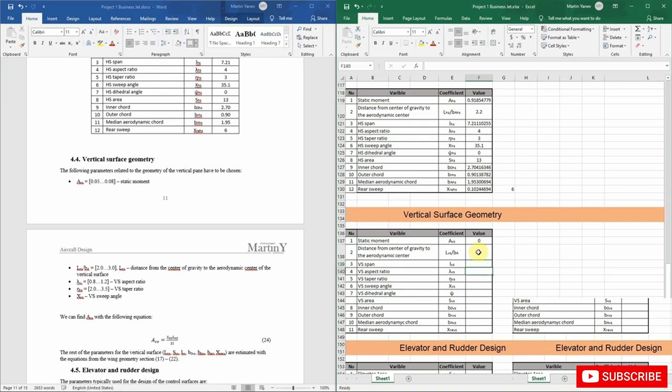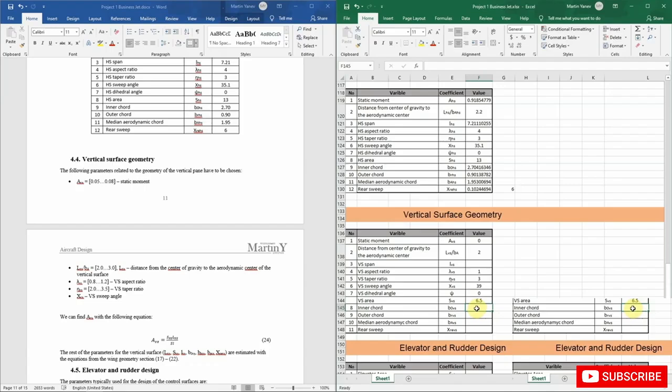Then the next thing we will choose is the aspect ratio, and I will choose it to be 1, and the taper ratio again I will choose to be equal to 3. Then the sweep angle here I will choose 39 degrees, and let's see what's going to happen. And the dihedral angle, obviously, will be 0 again, because imagine how destabilizing a dihedral angle on the vertical surface would be. It's ridiculous. So there is no point in doing this, that's why it's 0. And the surface area I will choose to be equal to 6.5, and let's see what's going to happen.